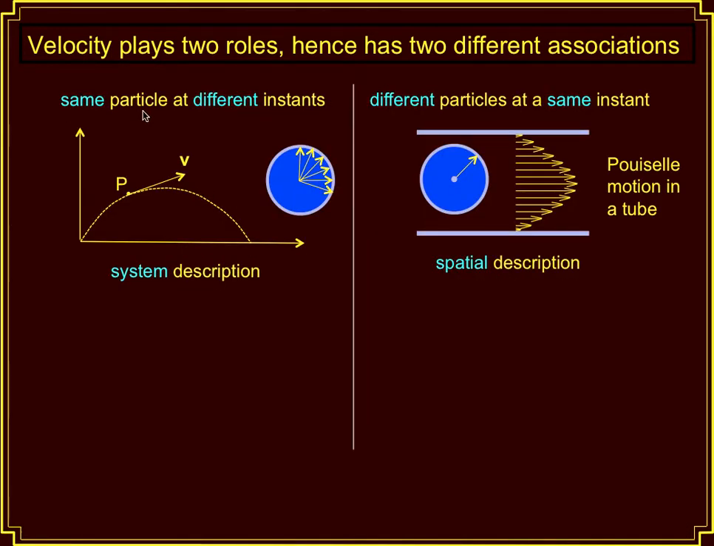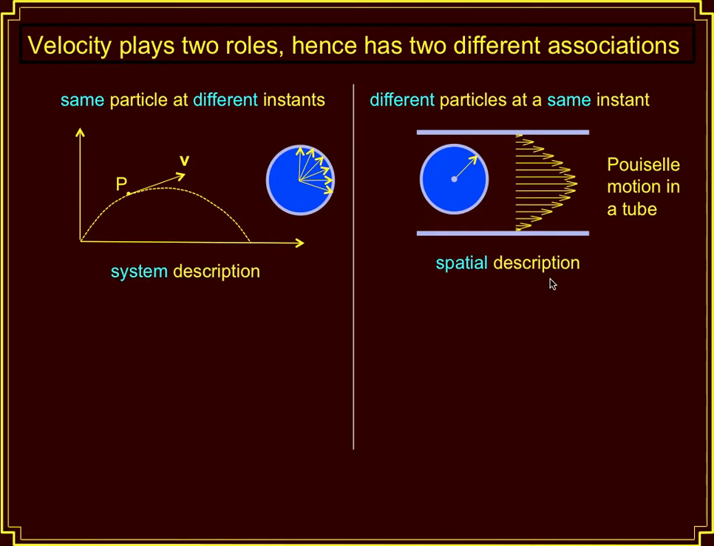Here you have the same particle at different instants. This is a system description. Here you have different time instants. Here we have different particles, but mapped at the same instant. And so you have a fixed instant and a variable point. For example, the Poiseuille motion in a tube. This is a spatial description.